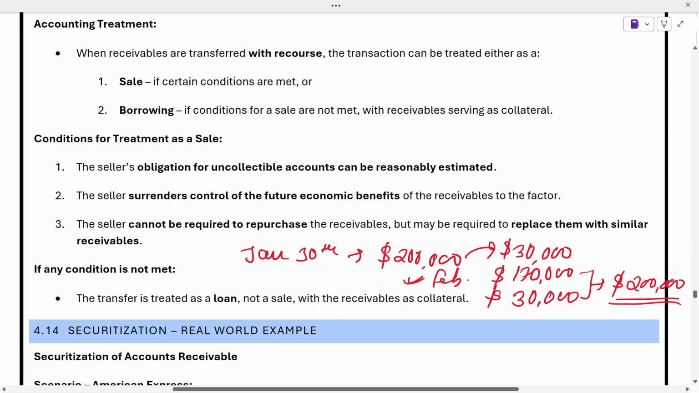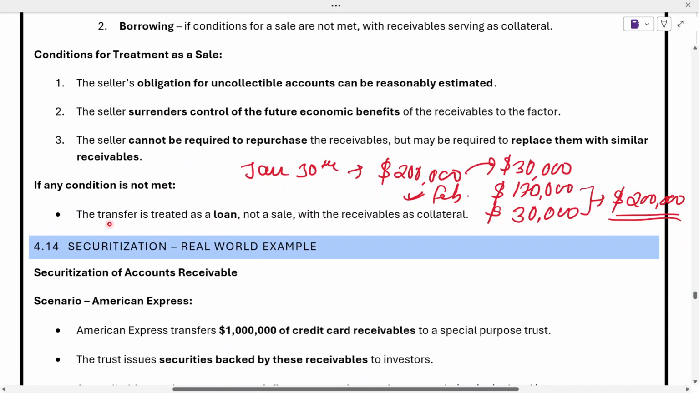The seller won't be repurchasing it, meaning Best Buy in our case won't be repurchasing it, but may be required to replace them with similar receivables. So earlier there were $200,000 of receivables, then $30,000 was paid, and then $30,000 of new receivables were created. So we have replaced the old receivables with these new receivables of $30,000. So this may be one of the cases as well.